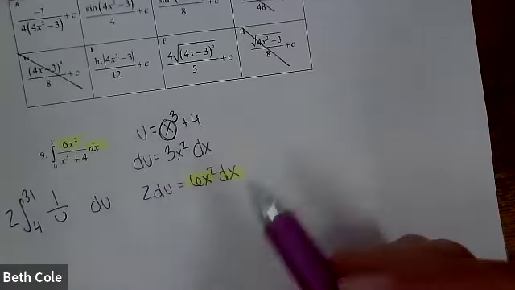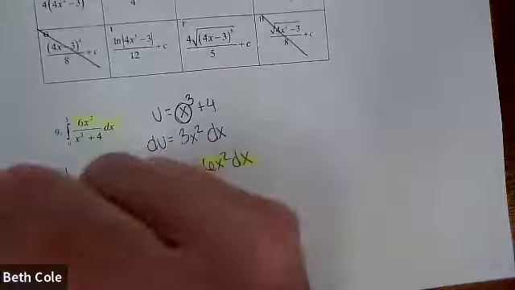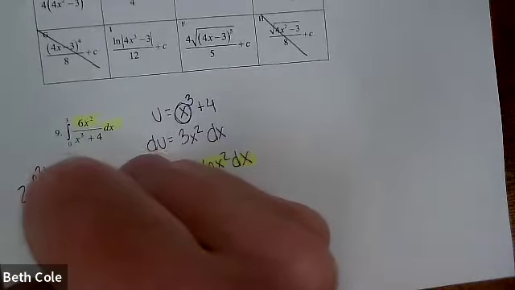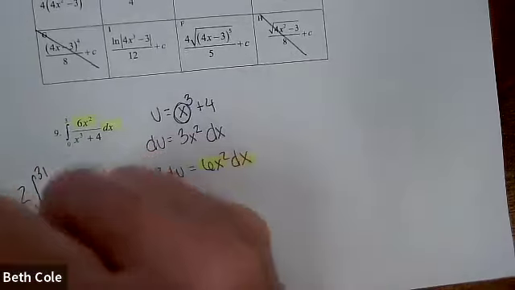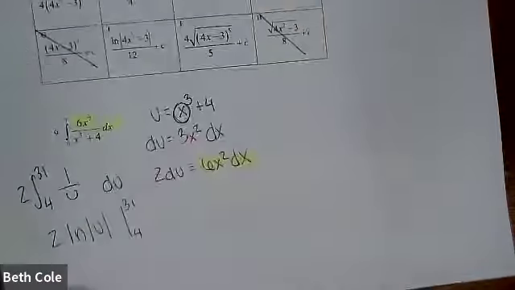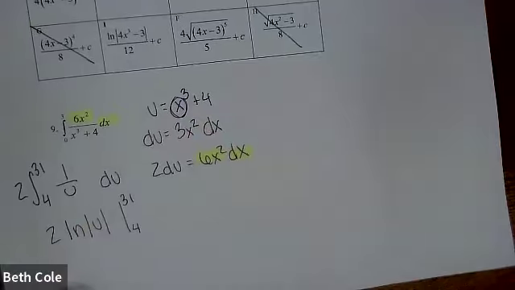All right. What's your antiderivative for 1 over u? Yeah. ln, and it is going to be absolute value. Oh, I forgot the 2. Copy error. Now here's the cool thing about changing the boundaries. You do not have to plug back in this x cubed plus 4. You get to skip that step.